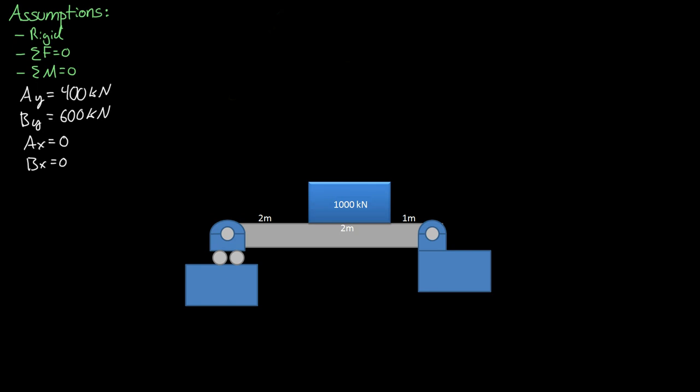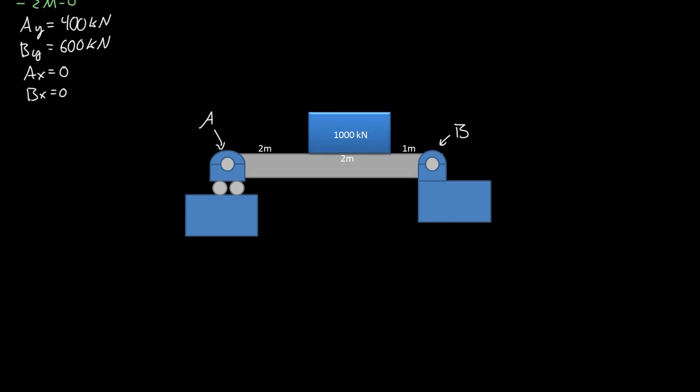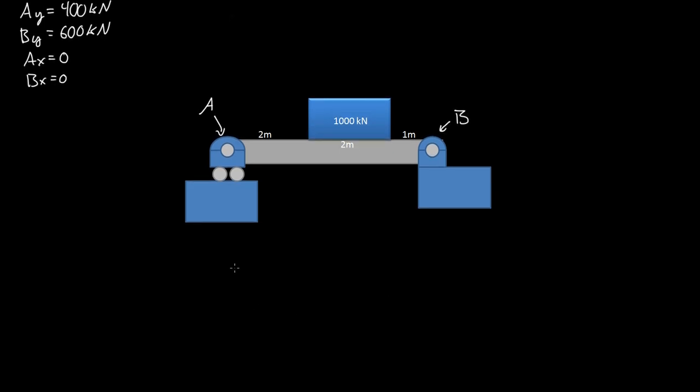All right, now we will start on doing the shear diagram and the moment diagram. And just to point out, this is A and this is B. So let's start off. If we were to draw the shear diagram, this is the shear force and this is the X, or the direction that way.